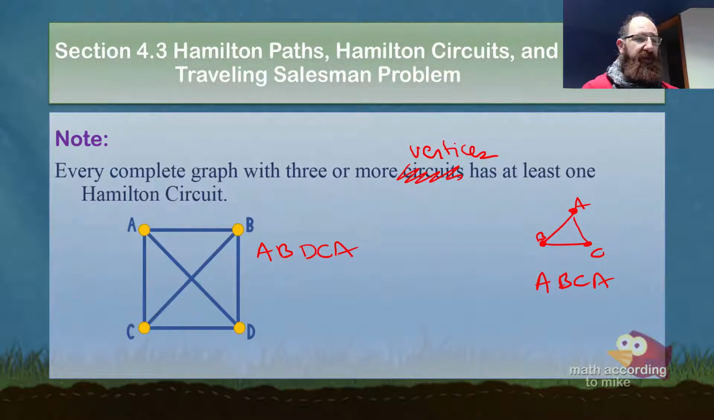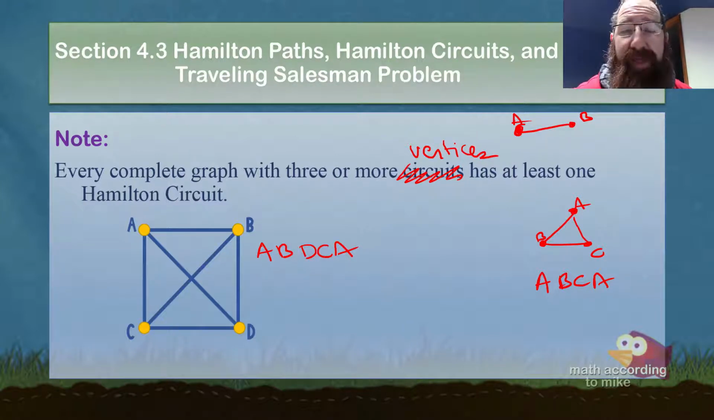Because if you only had 2 vertices, for instance, A, B, then that right there is a horribly drawn complete graph. But there's no Hamilton circuit because once you go to A from B, you can't get back. So, what are you going to do?